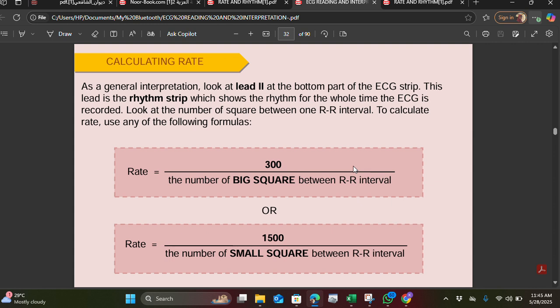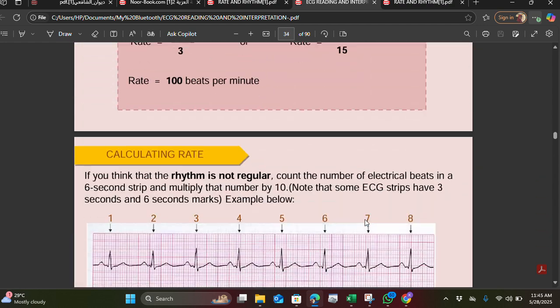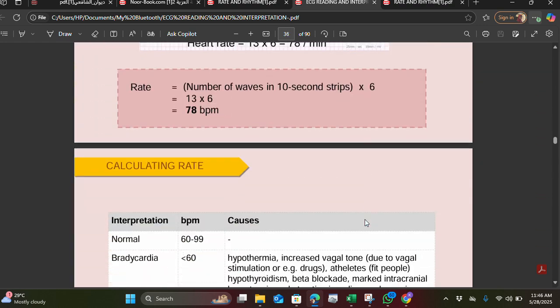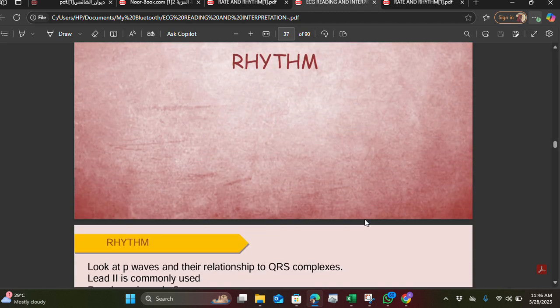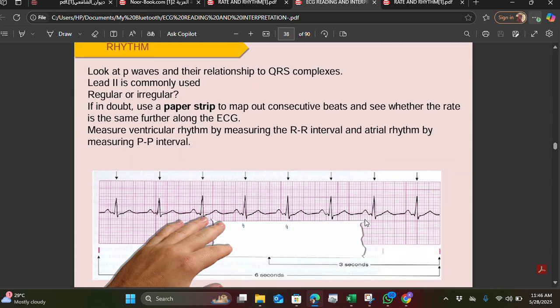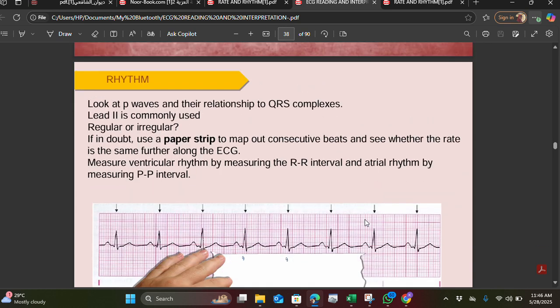Now, to calculate your rate, the formula is just for a regular rhythm. We went to rhythm first because it's when you know regular and irregular rhythm that you'll be able to know which rate formula to calculate with. That's why we'll be going to the rhythm now. Your rhythm is simply your heart rhythm, and lead 2 is also the commonly used lead for rhythm.